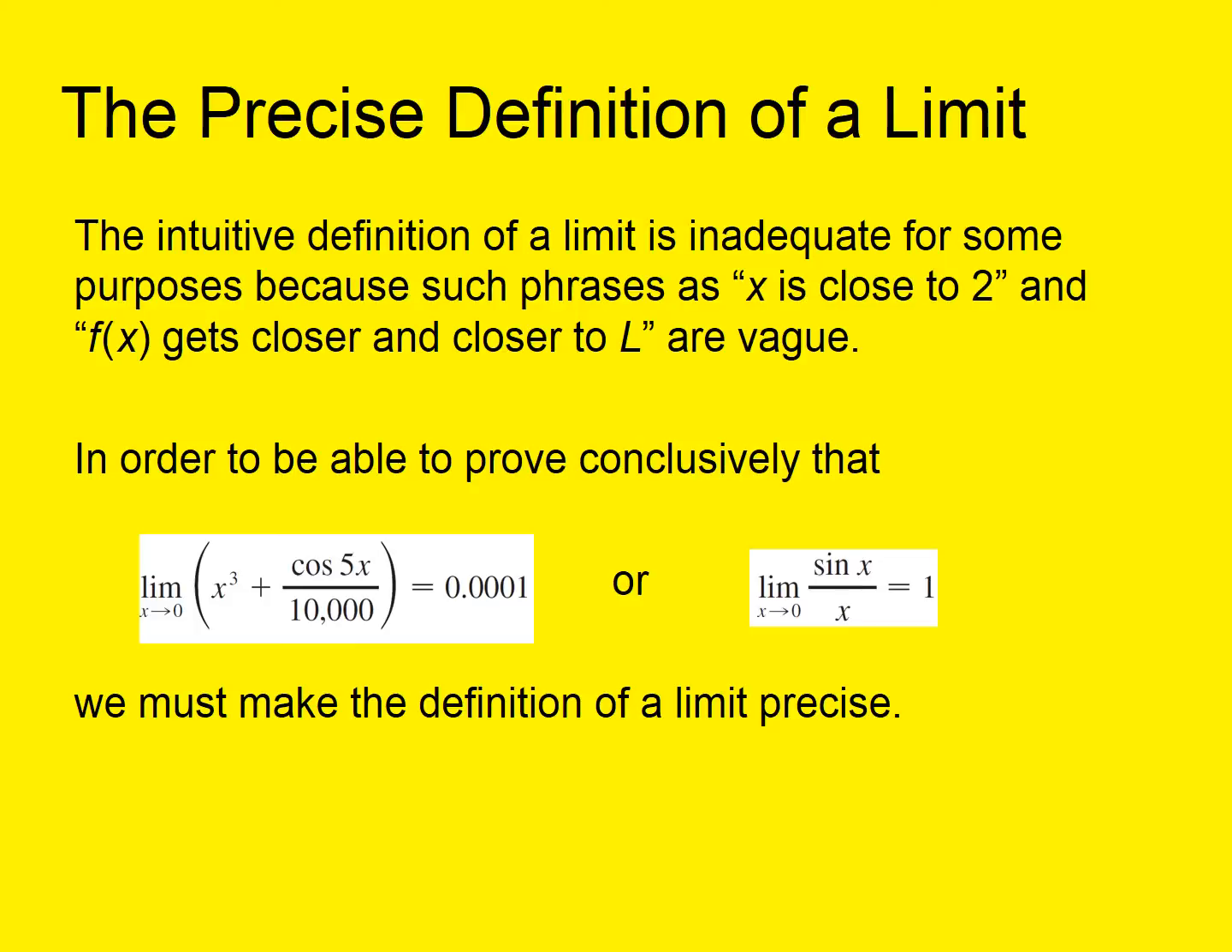Because we want to prove limits. We don't want to make tables and argue from tables and graphs. In order to be able to prove conclusively that the limit as x approaches 0 of something like x cubed plus the quotient of cos 5x and 10,000 equals 1/10,000th, that is 0.0001, or to prove conclusively that the limit as x goes to 0 of sine x over x equals 1, we must make the definition of a limit precise.